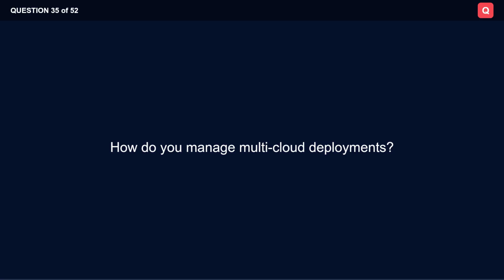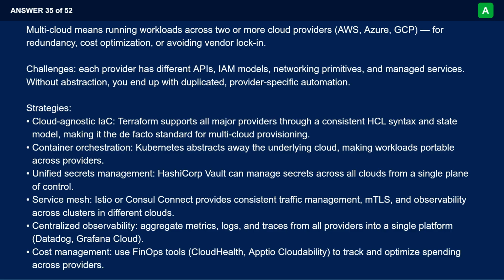How do you manage multi-cloud deployments? Multi-cloud means running workloads across two or more cloud providers, AWS, Azure, GCP, for redundancy, cost optimization, or avoiding vendor lock-in. Challenges: each provider has different APIs, IAM models, networking primitives, and managed services. Without abstraction, you end up with duplicated, provider-specific automation.